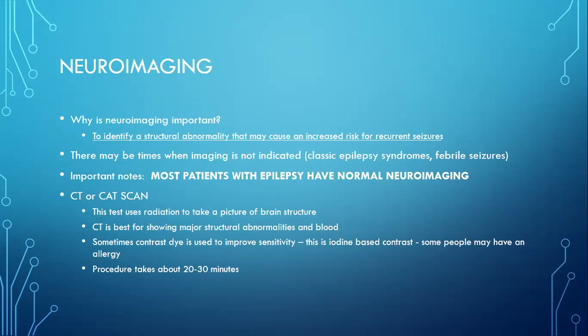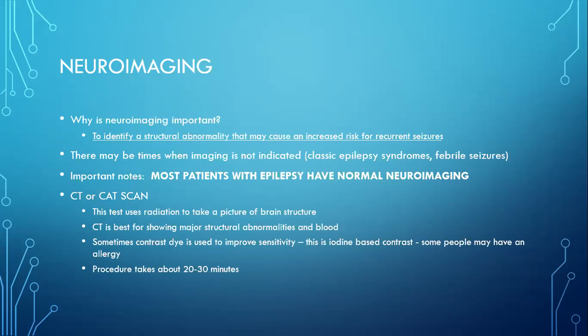Again, an important note, just like the EEG, most people with epilepsy are going to have normal neuroimaging because the seizures are an electrical problem, not a structural problem. So most of the time, the imaging is going to be normal. There are two most common neuroimaging tests, the CAT scan and the MRI. We're going to talk a little bit more about those.